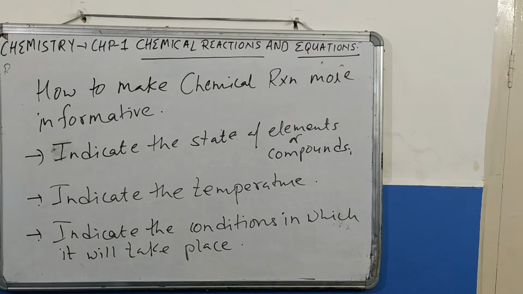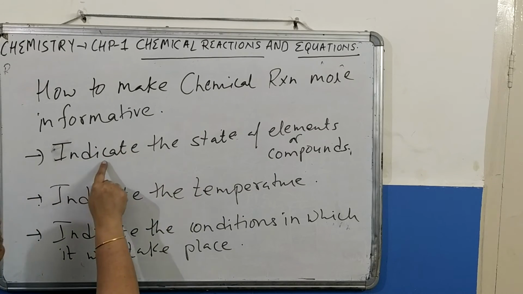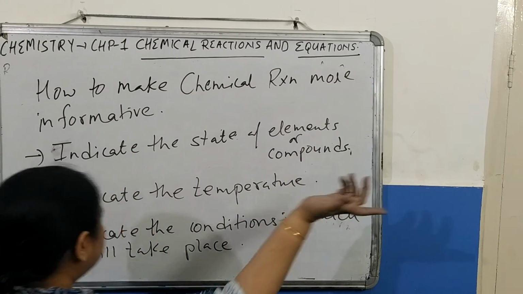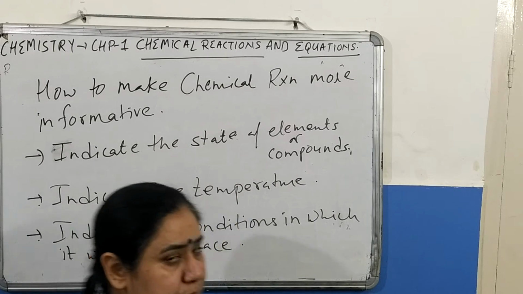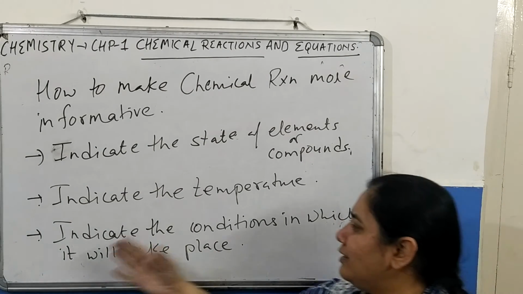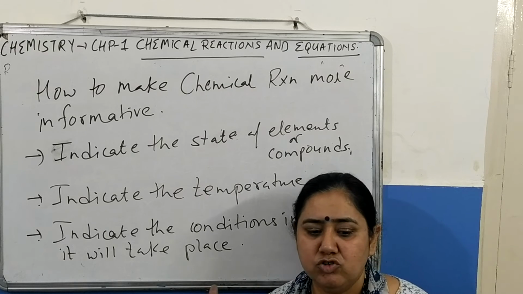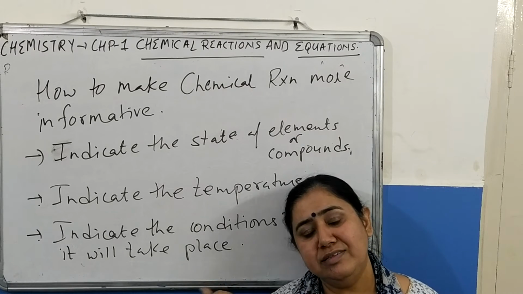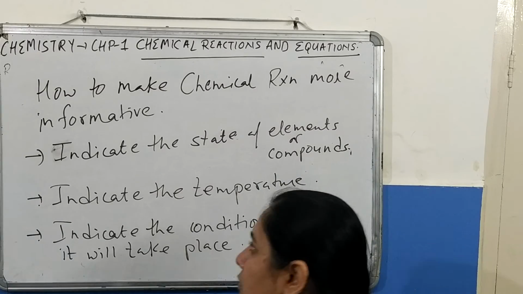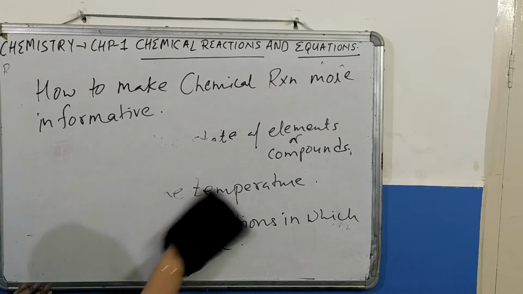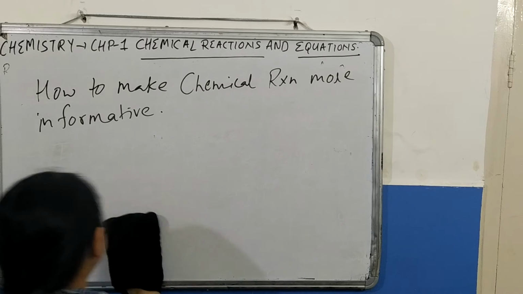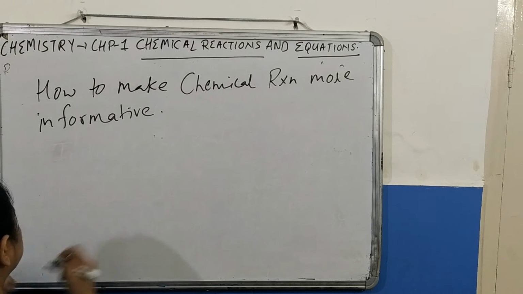Again a very easy example which I am going to quote here. First I am going to repeat one more time. Indicate the state of the elements or compounds, indicate the temperature, and the third one is what? We can indicate the condition in which it will take place, right? So I'll give one more example and then we are done for the day. So what is that example? As I said, it is very easy. So let's see if I am telling the truth.